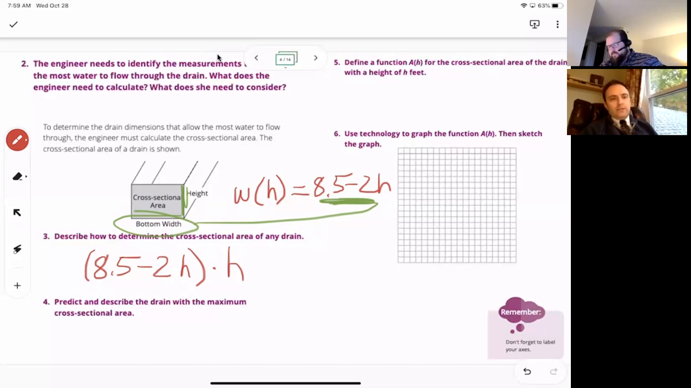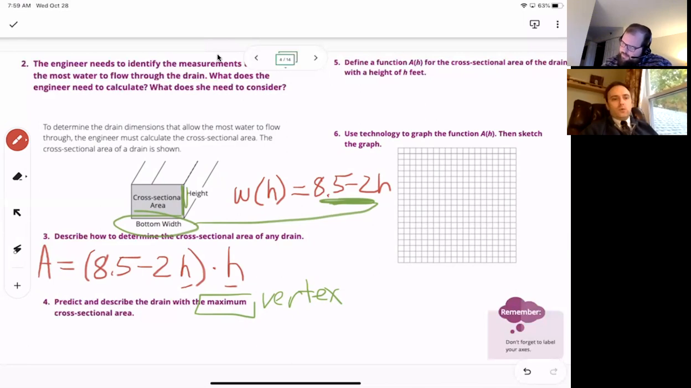Predict and describe the drain with the maximum cross-sectional area. I like squares. I do too, or squarish things. But wait, wait. That's like in factored form, right? Oh, it is, because we have two things. So if I'm seeing that maximum word, that makes me think of the vertex, right? It does, because we know that anytime we're talking about a max or a min with things that have two things being multiplied that give us a parabola, that's the vertex.